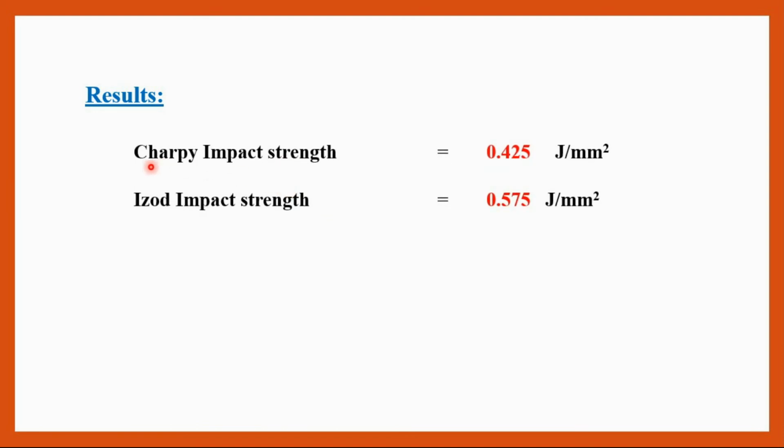Totally, for the results, we conducted 2 experiments. One is the Charpy impact test. We got the result as 0.425 joules per mm square, and from the IZOD impact test we got 0.575 joules per mm square. Here we used the U notch, and here we used the V notch. So this completes the impact test.